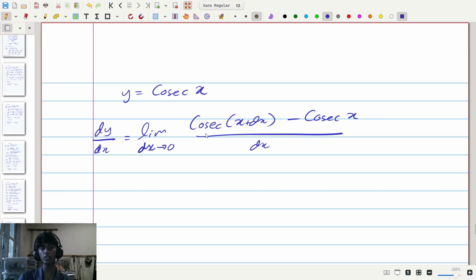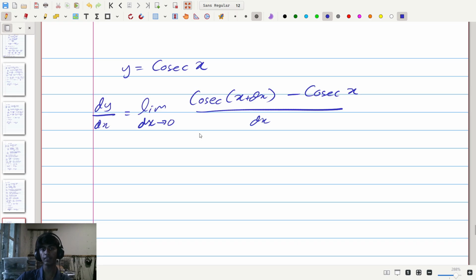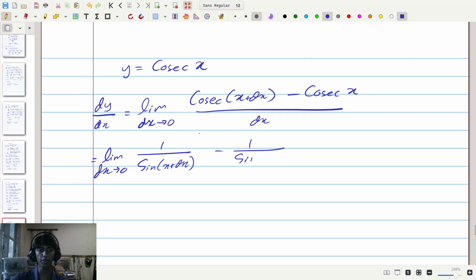So what I'm going to do here is to write the cosecant as 1 divided by sine. Similarly, over here, the cosecant of x plus dx is going to be 1 divided by the sine of x plus dx. The cosecant of x is going to be 1 divided by the sine of x. So writing that out, this is equal to the limit as dx approaches 0 of 1 divided by the sine of x plus dx, and then minus 1 divided by the sine of x, all over dx.